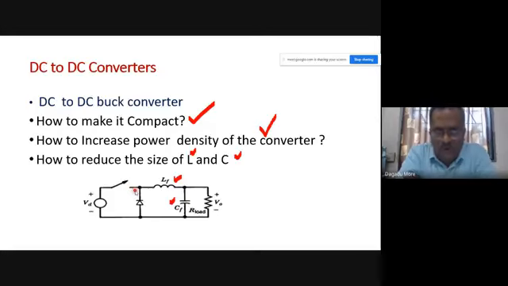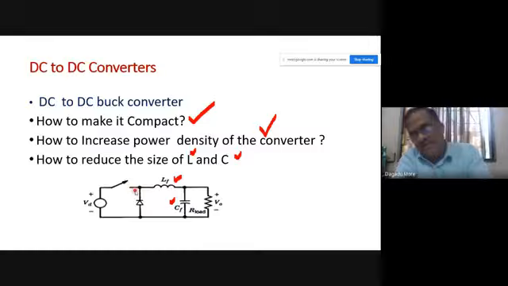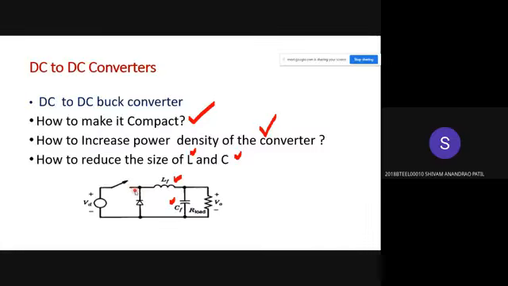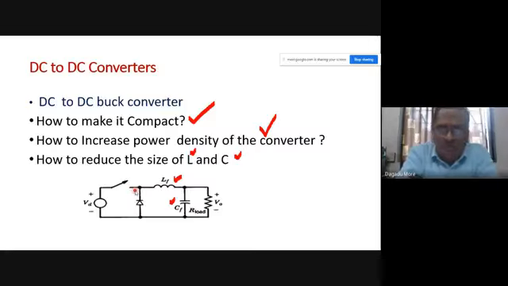Suppose I increase the switching frequency so that I get smaller values of L and C. Is there any problem with the high switching frequency? Yes, sir. The values of L and C depend upon the switching frequency. So to reduce those values, we increase the switching frequency, so that the values of L and C will reduce.